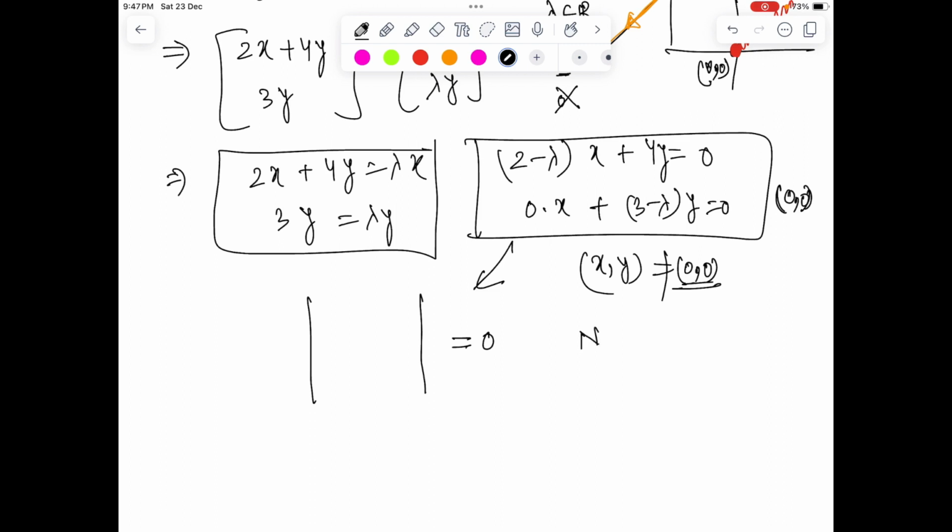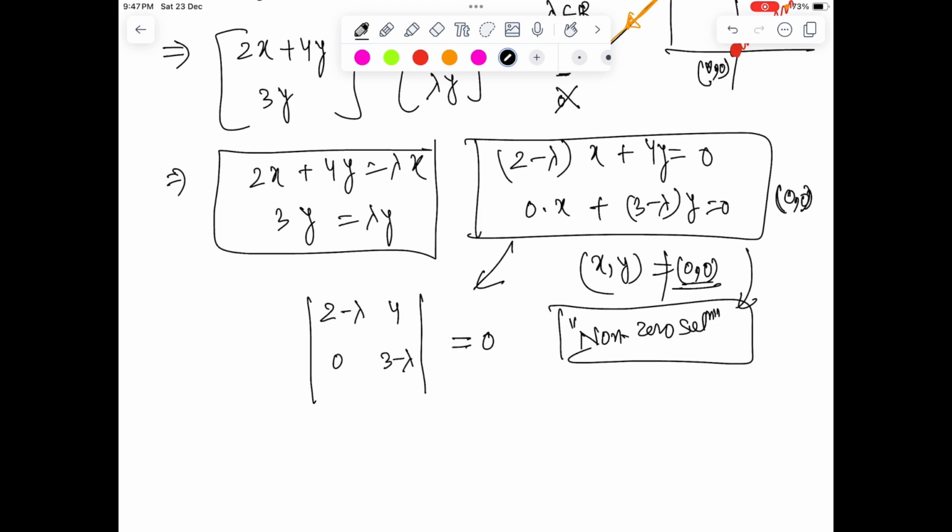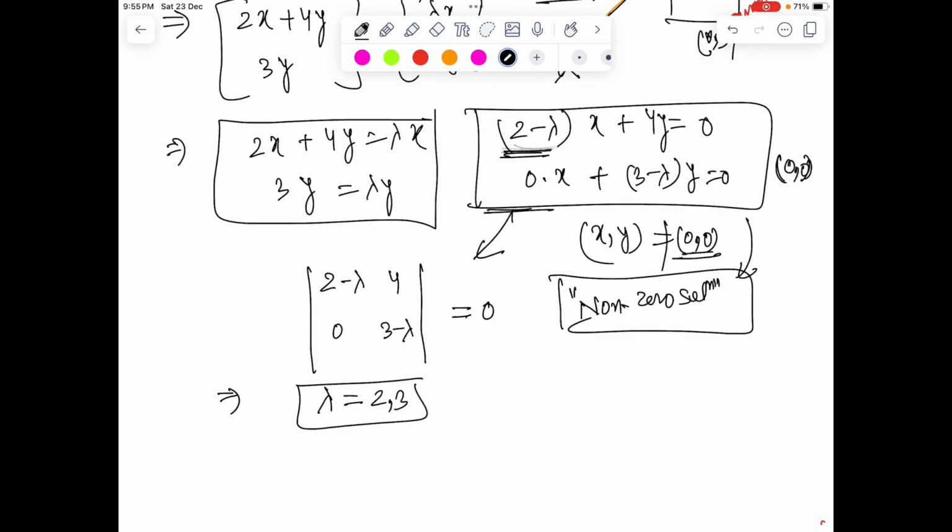we know the determinant of its coefficients must be 0, for a non-zero solution. And this thing you can derive again from fundamental class 7, 8 logic, because you can just put x in terms of y and find the value of lambda. Okay, so a cool way is using the determinant. If we calculate this, we get two values of lambda, 2 and 3.